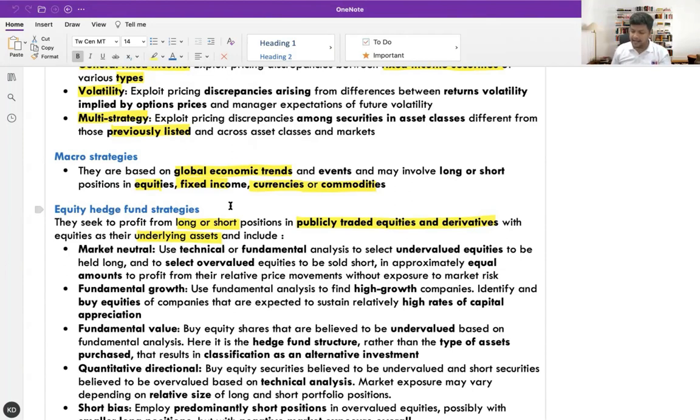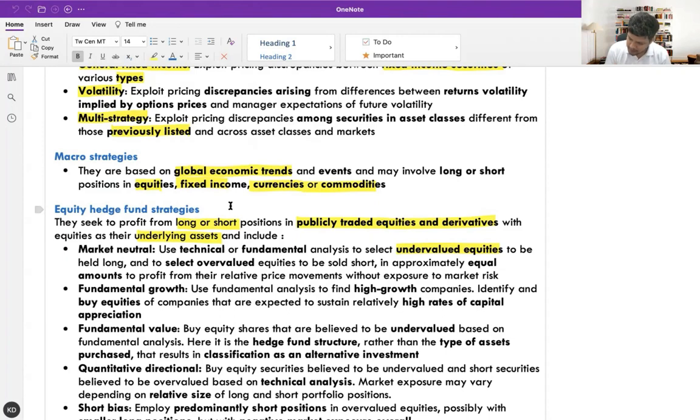So market neutral uses technical or fundamental analysis to select securities which are undervalued, which we will long, and select overvalued securities which we will short in an amount which is equal, or in the risk which is equal, or in the beta which is equal. So basically your net beta will be zero. Clear?